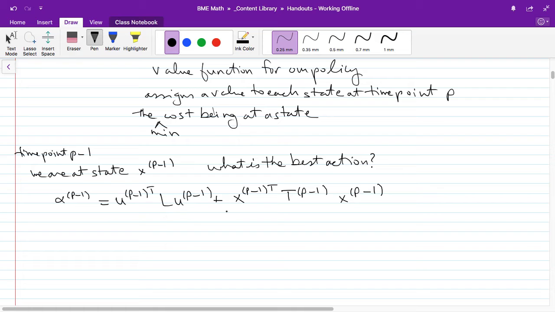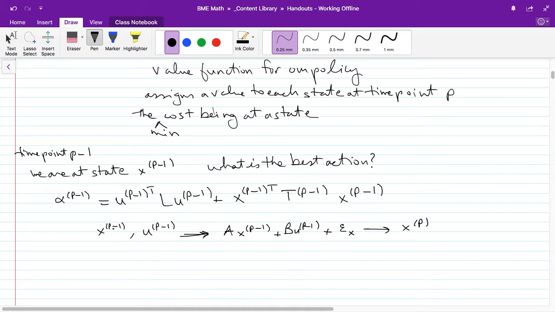So if this is the cost of being in that state and producing this action, where is the state going to take you if you produce this action? It's going to take you to some other state, right? So if you're at state x of p minus 1 and you produce some command u of p minus 1, you're going to go to some new state, which in this case is going to be A x of p minus 1 plus B u of p minus 1 plus some epsilon x. And that's going to take you to x at time point p.